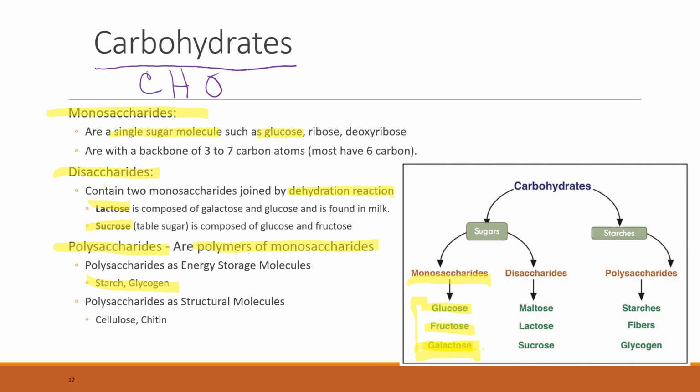So maltose is two glucoses, and we're going to go through this again. Lactose is one glucose plus one galactose, and sucrose is a glucose plus a fructose. So this is two glucose, glucose plus galactose, and then this one is glucose plus fructose. And then the polysaccharides are all polymers of glucose, so there are hundreds of glucoses joined together.